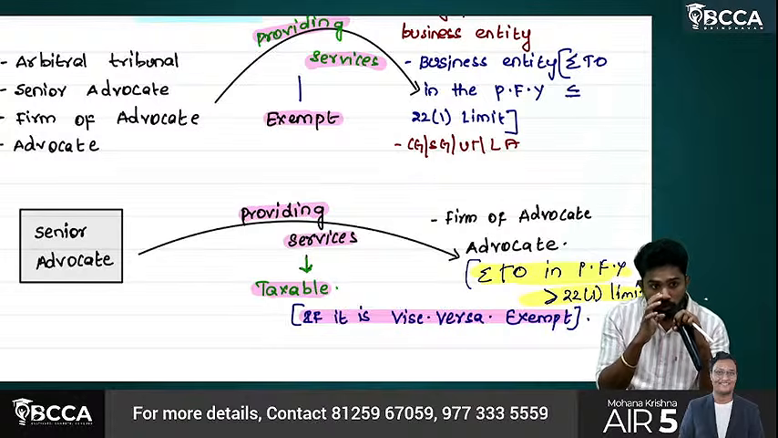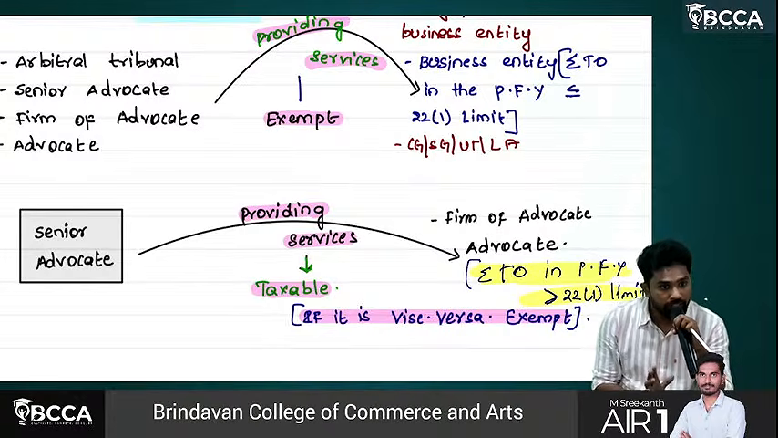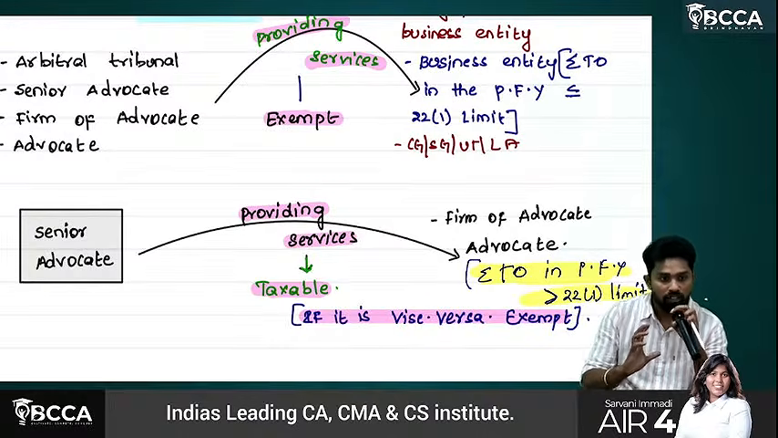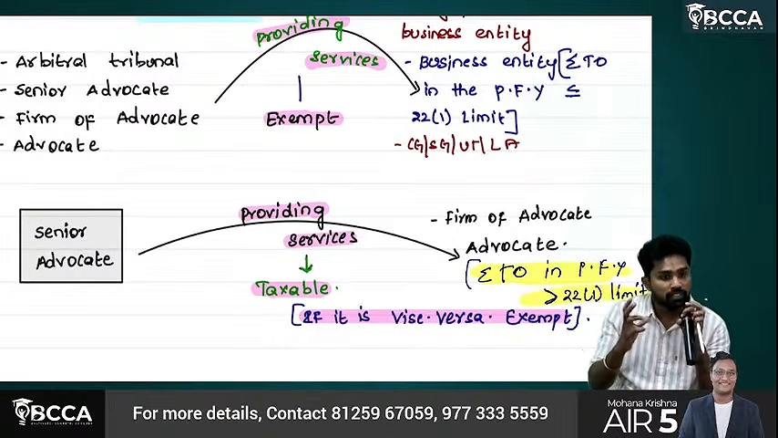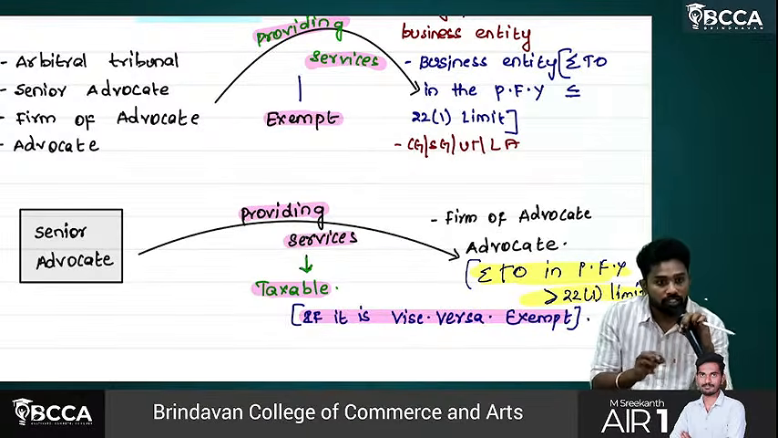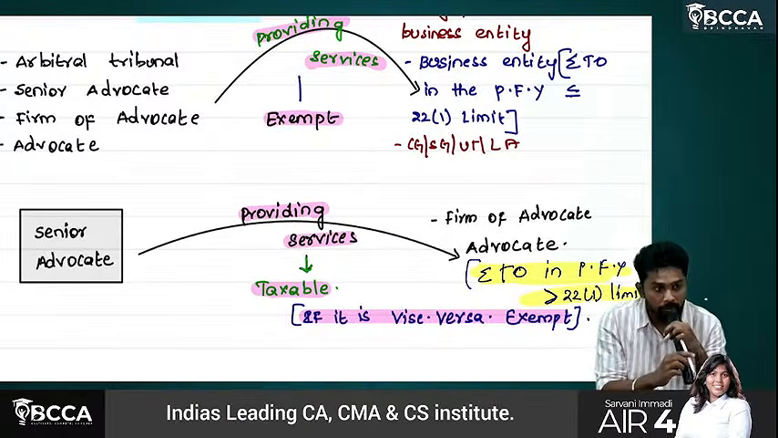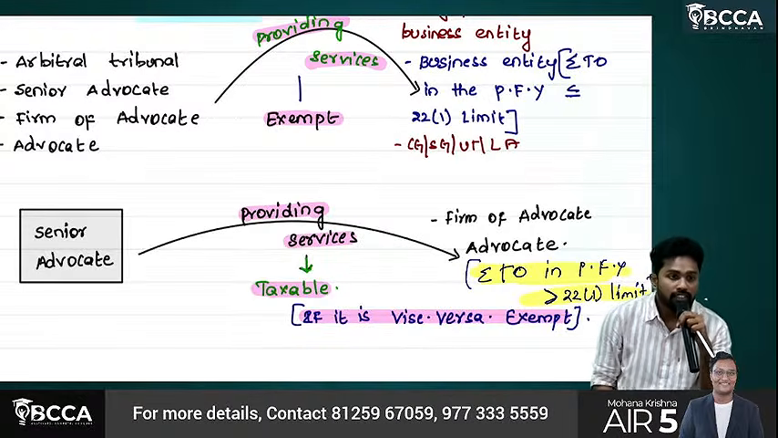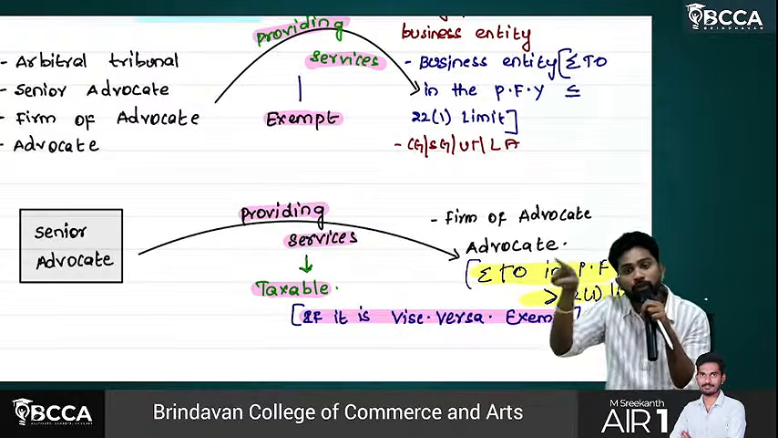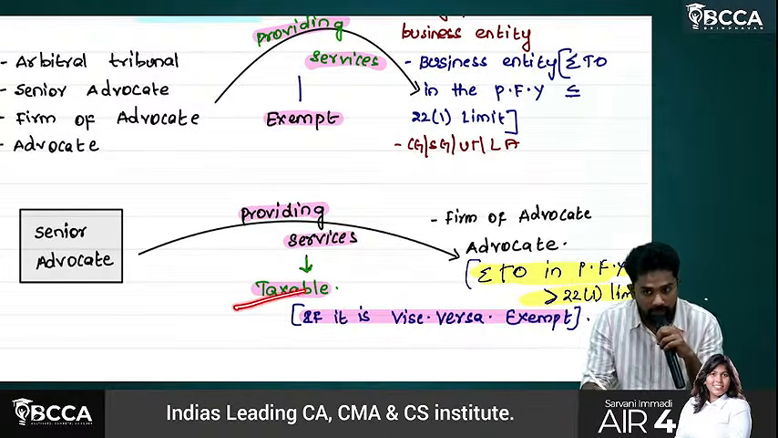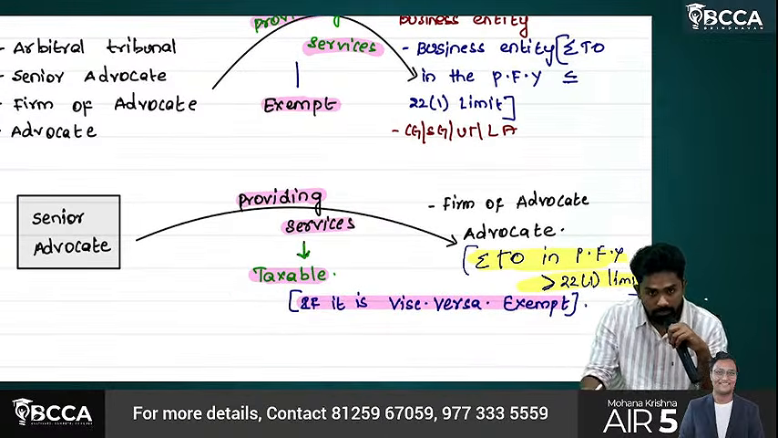The case became so complex and they want to win the case. And this firm of lawyers thought, we cannot take it from here because the case is becoming complicated. If a senior lawyer gets involved, then he can tackle it in a much better way. So this firm of advocates has hired another senior advocate. Now the senior advocate is providing services to the firm of advocates. Then those services are taxable. Understanding, sir? Okay.